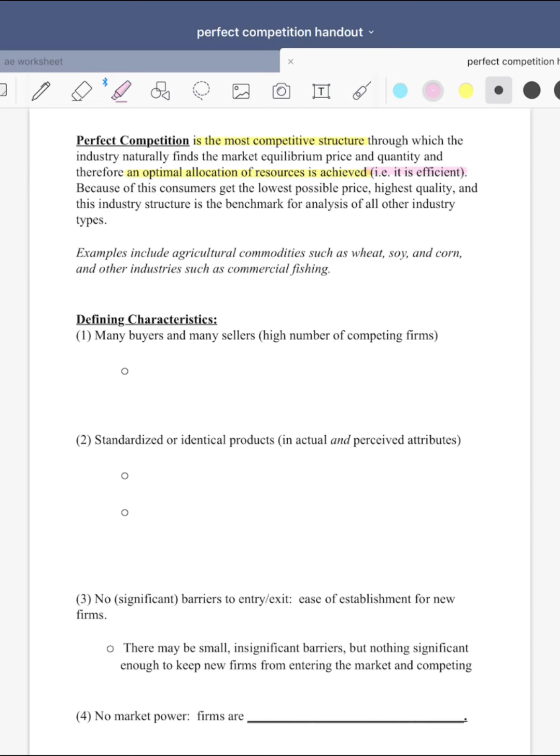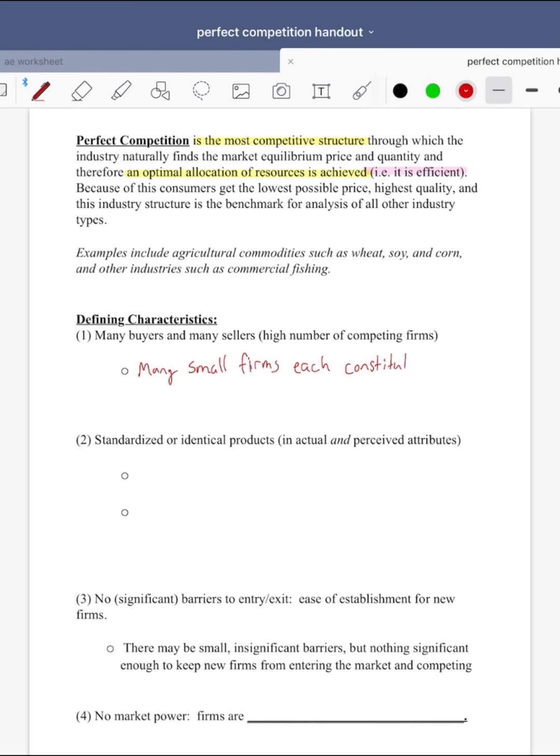Now, perfect competition is going to be the most competitive market structure, and it's going to be through which the industry naturally finds the market equilibrium price and quantity, and therefore we're going to see that an optimal allocation of resources is going to be achieved. So the key takeaway when we're looking at perfect competition is it's going to be the most efficient out of the 4 main market structures. Because of this, consumers are going to get the lowest possible price, the highest quality, and this industry structure is going to be considered the benchmark for analysis of all the other industry types that we're going to be looking at.